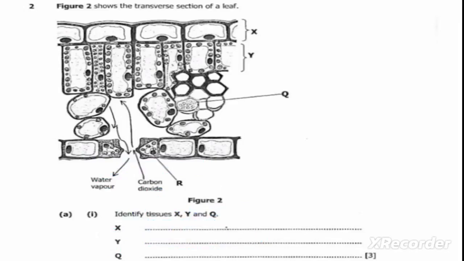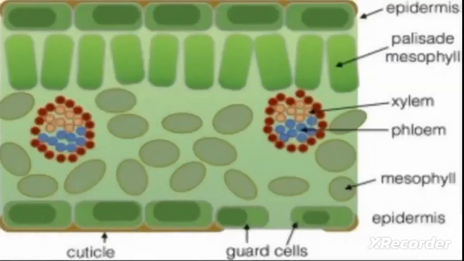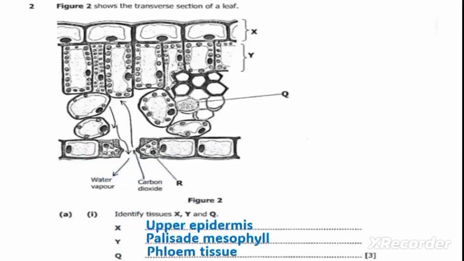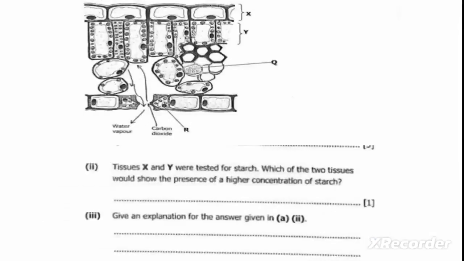Q is representing phloem tissue. So we can see phloem tissue here. Q is representing phloem tissue. So the question is carrying 3 marks. We can see that we have answered this question. Now let us move on to the next question, which is the Roman numeral 2.